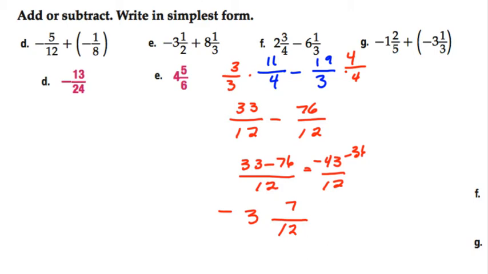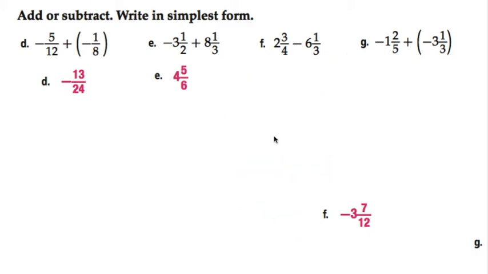And let's see how we did on that one. Letter F, negative 3 and 7 twelfths. So we did great. So let's bring that one up here. And last one. All right, so go ahead and write this one as an improper fraction. So we'll have fifths, and it's going to be negative, and we're going to add to that some thirds, and they are also negative. So what do we need to do? We need to figure out our numerator. 1 times 5 is 5, plus 2 is 7. 3 times 3 is 9, plus 1 is 10.